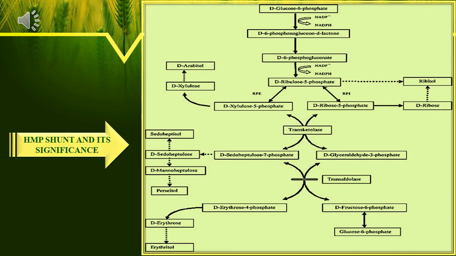That enzyme uses the coenzyme NADP, and through oxidation it is converted to NADPH. The release of NADPH has great significance in the living cell, and the formation of 5-carbon sugar moieties also has great significance in the living cell. Let's discuss their significance in the coming slides.